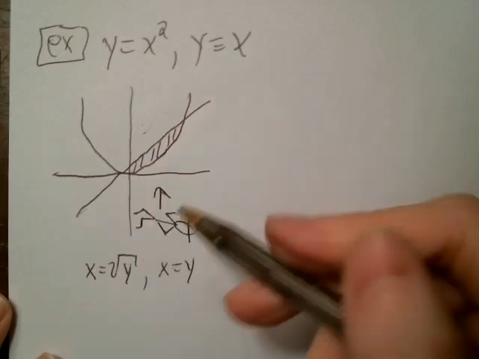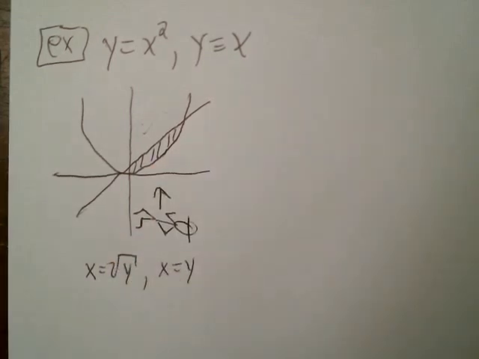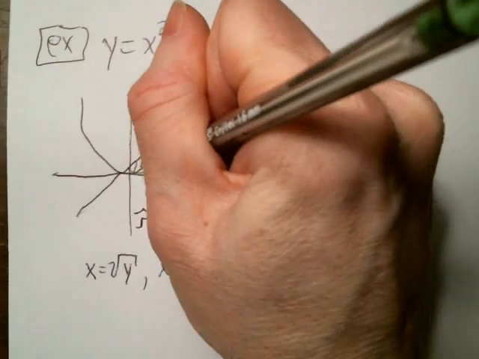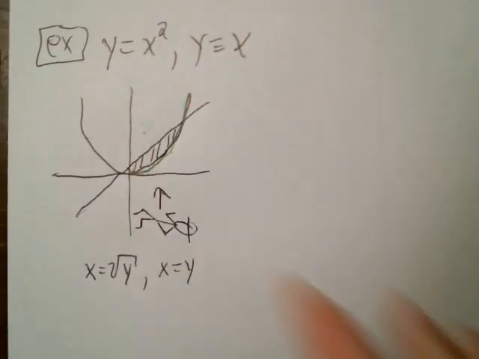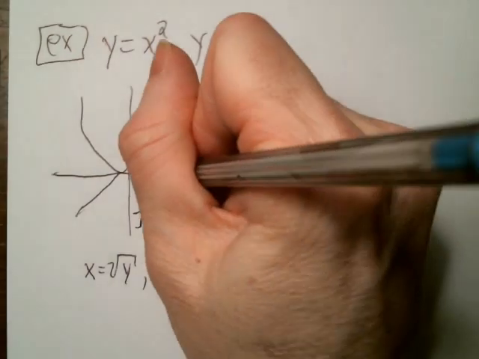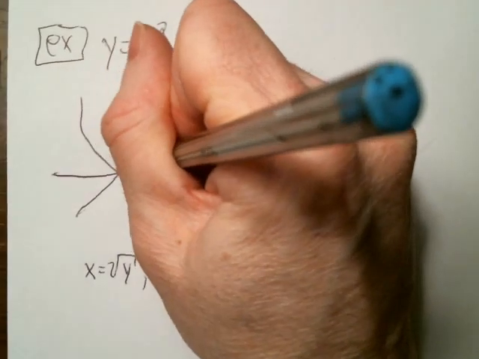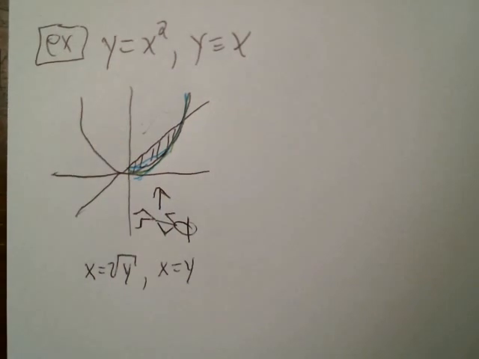Okay. And the square root of y is part of this curve. It's just this part here. It's not the whole thing. Right? It's just the half. Put that in a different color. It's just this half. Right? It's not this half.